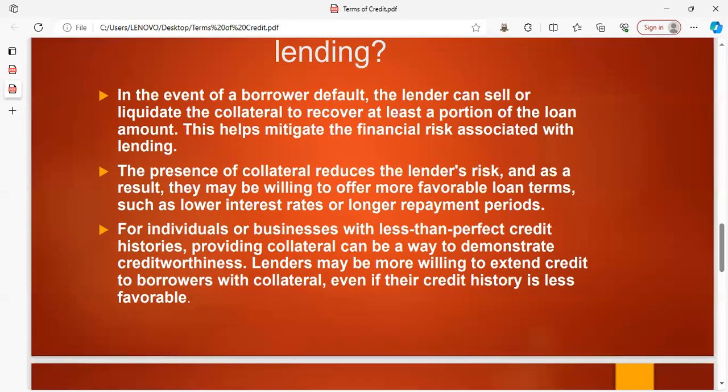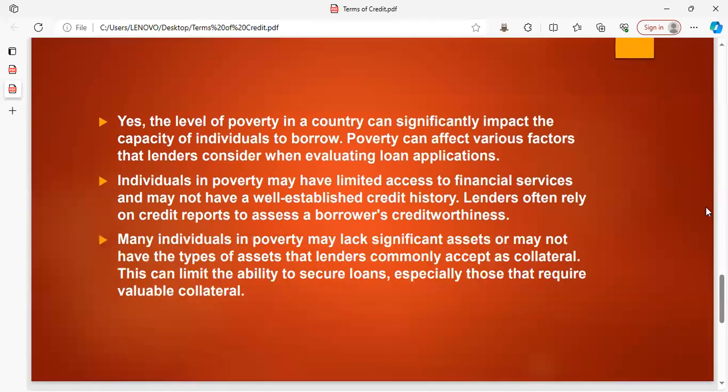in loss. Yes. Now, another question given is that in our country a lot of people are poor, and is it affecting the capacity to borrow? Yes. If people are living in poverty in a country, it can affect the capacity of individuals to borrow. Poverty can affect various factors that lenders consider when evaluating loan applications. So, if you are very, very poor, then how will you take the loan? Because you will not have collateral security and you don't have sufficient money to repay it.